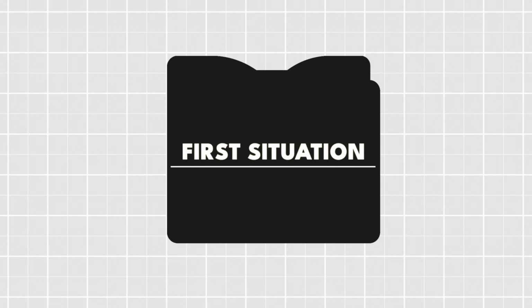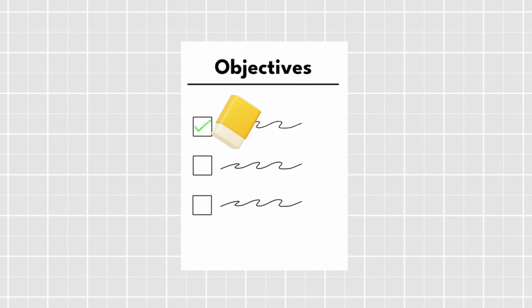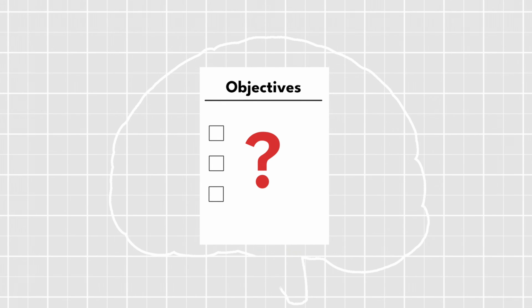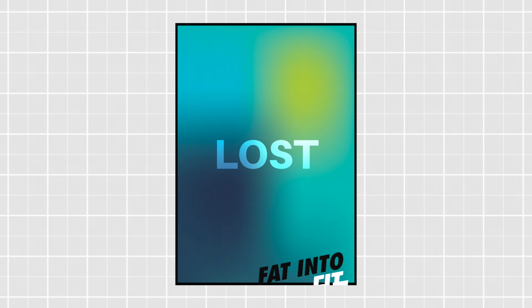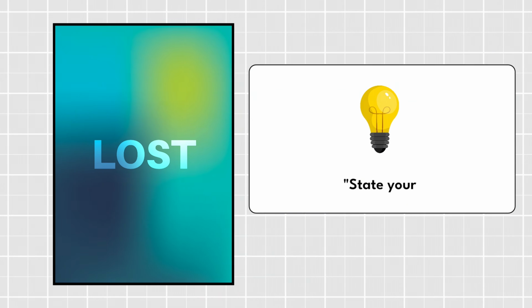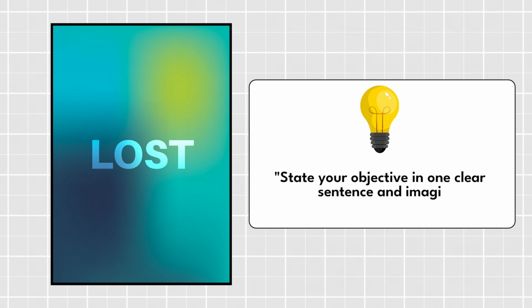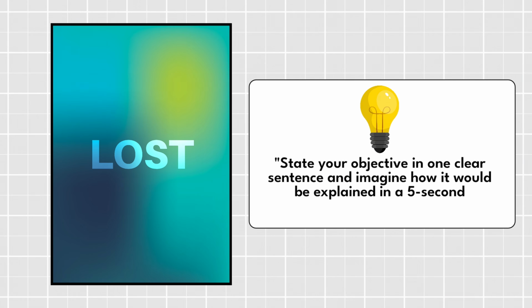So let's get it. The first situation is at the very start of any project, and that is to define the objectives. Without defining the design objective, you will automatically fail in terms of psychology on your design. The design will be completely lost from the get-go. The power move is to state your objective in one clear sentence and imagine how that would be explained in just a 5-second conversation. And this is how that should actually look.